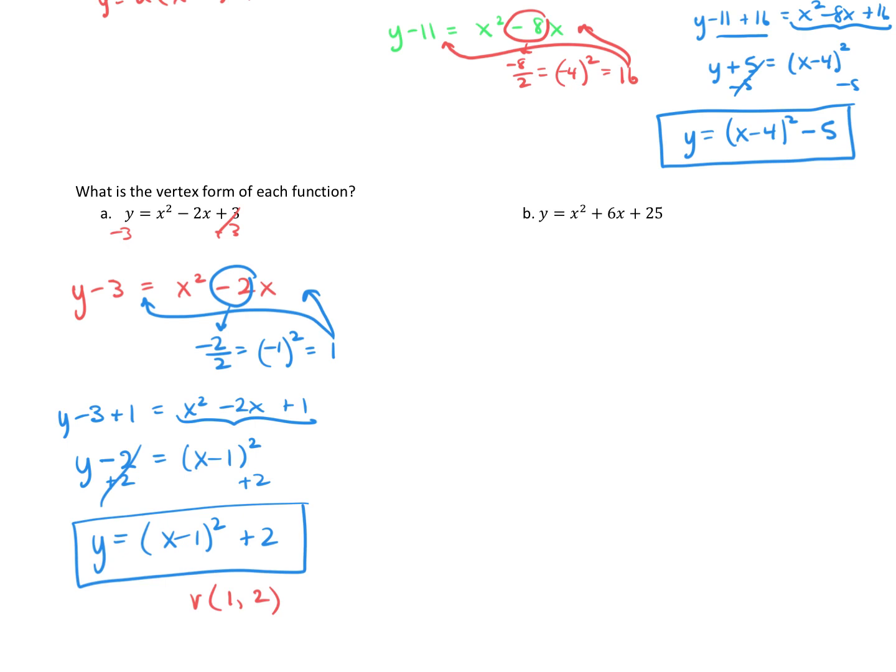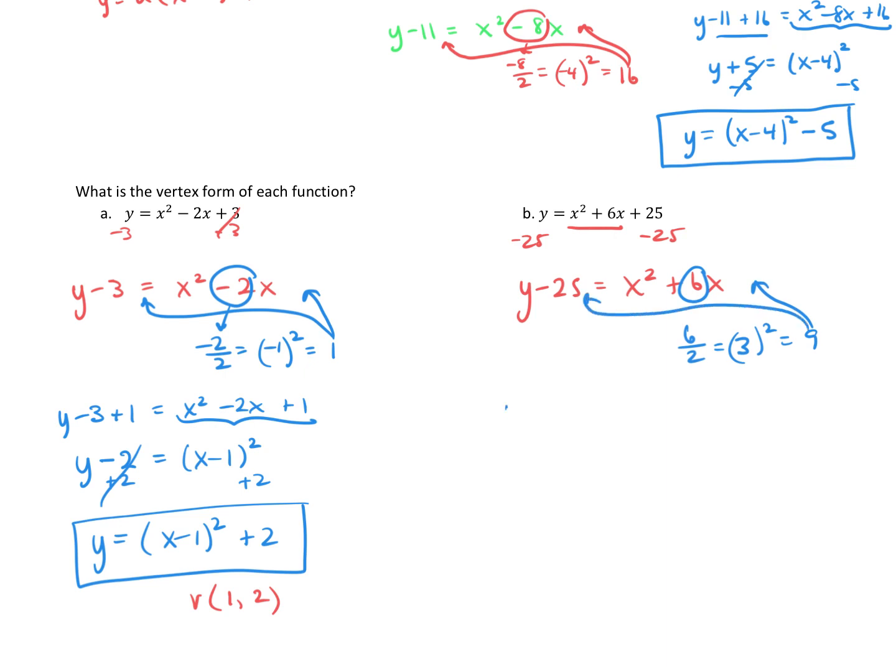All right, next one, we want just the x squared plus 6x alone on that side of our equation. So we're going to subtract 25. We have y minus 25 equals x squared plus 6x. Now we're ready to complete the square. We take our b value, divide it by 2, square that, and that 9 gets added to both sides of your equation.